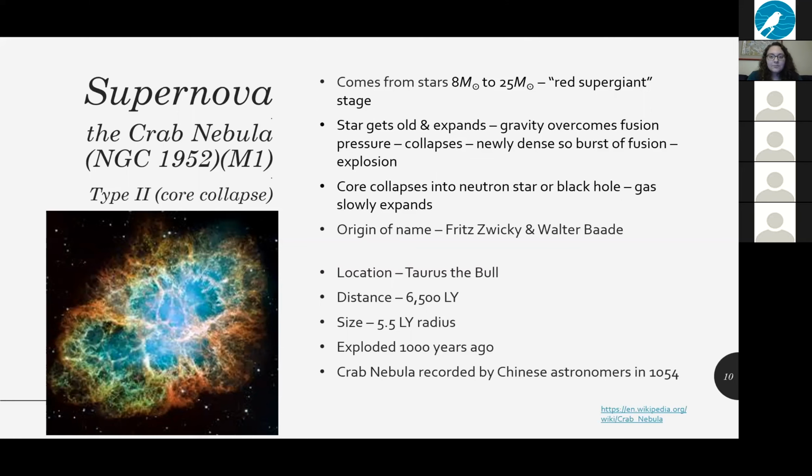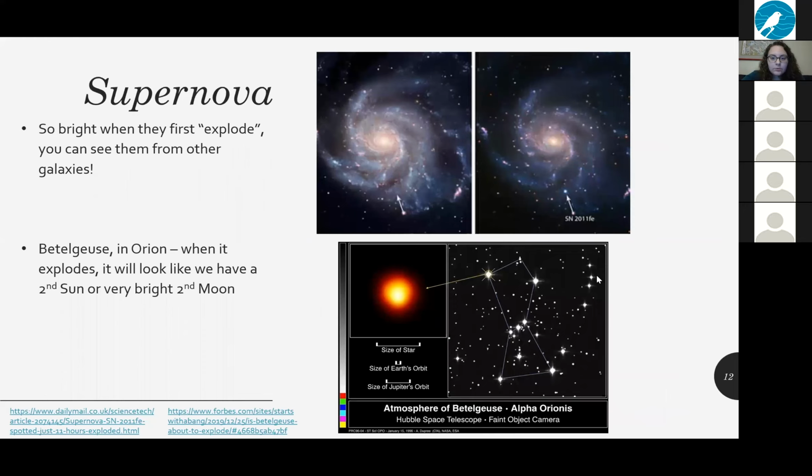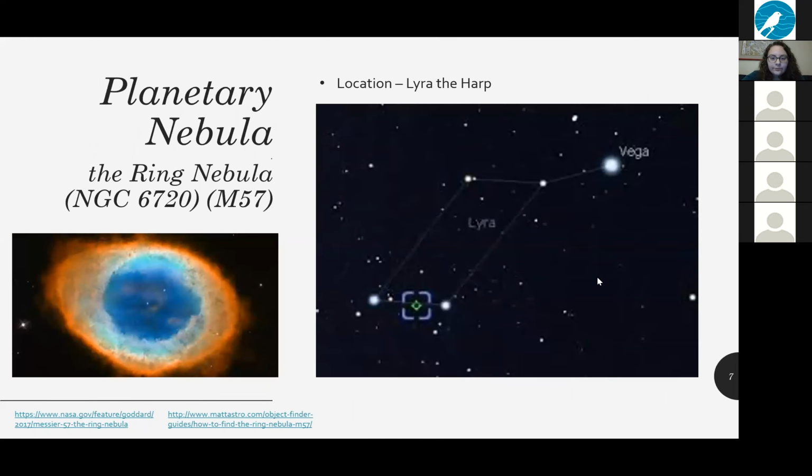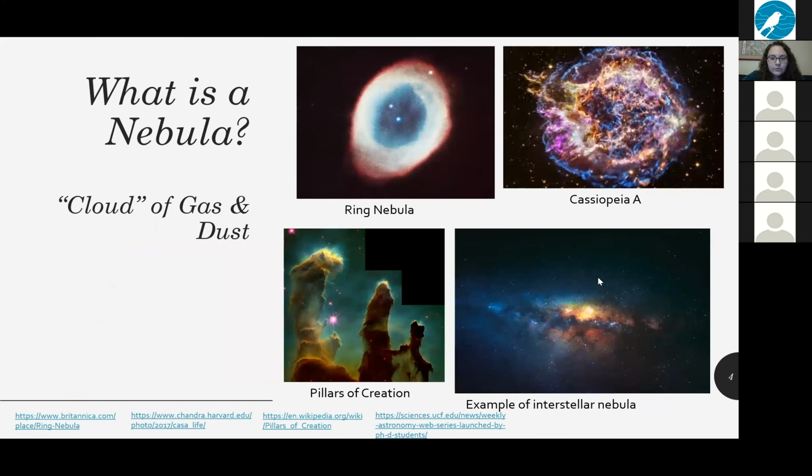Let's see. From Carruthers, why do we see so many different shapes of nebula? What determines the shapes we see? Interesting. So let's go up. Here. Most planetary nebulas look the same, kind of this ring shape.